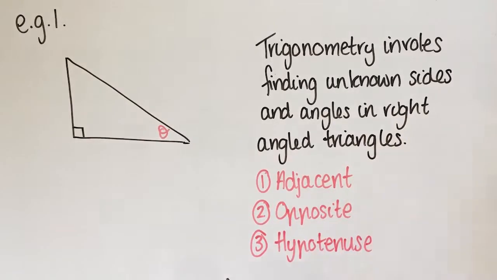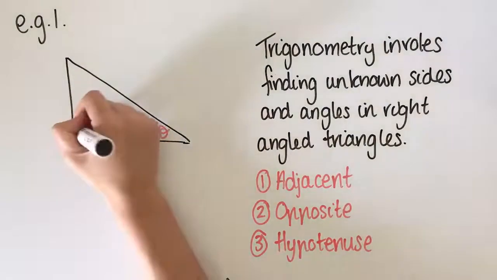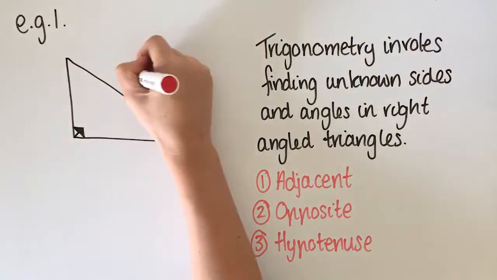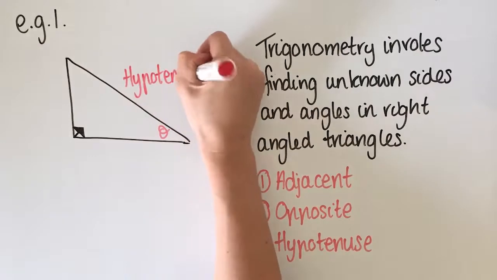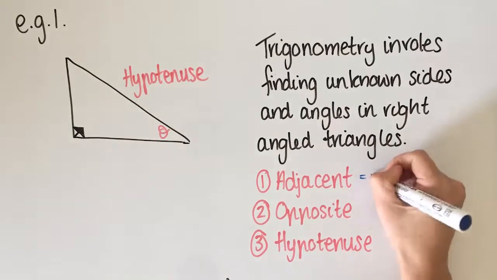Now, the hypotenuse is unchanging. That is always the longest side and the side opposite the right angle. So the longest side and the side opposite the right angle in this scenario is this one. This is our hypotenuse. Now, adjacent, the word adjacent, that means next to.